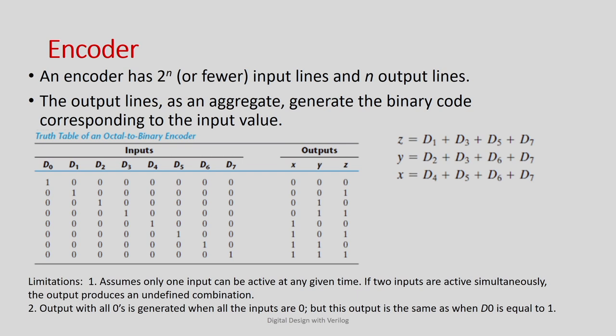Let's start with encoder. As the name suggests, it basically encodes the input signal. In an encoder, there are 2 to the power n inputs and n outputs. So, if there are n outputs, it basically finds out the value of 2 to the power n possible inputs. It encodes what input is coming in terms of n outputs.